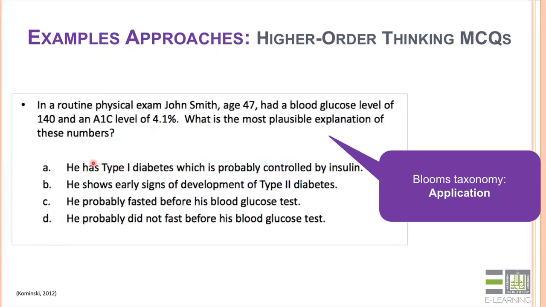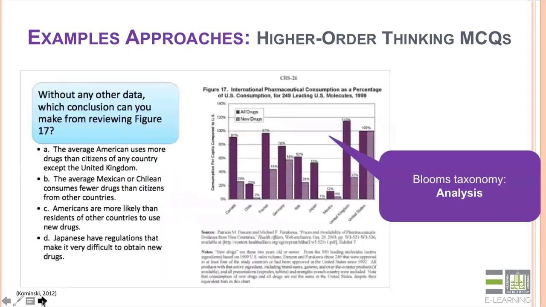And if you notice, the list of alternatives are similar in length as well. So there's a high level of discrimination that the student has to apply in order to choose the best answer, because all of these answers are plausible. So they need to really understand the question and have a good knowledge about the topic in order to identify the correct option. Another example is this one here.